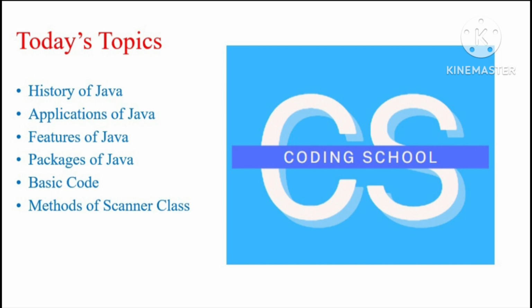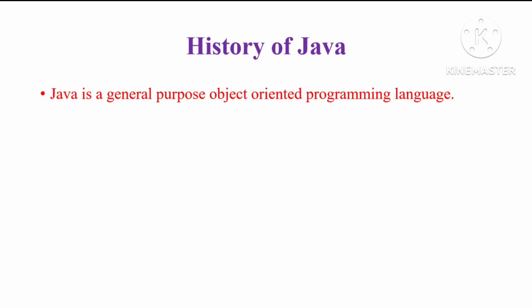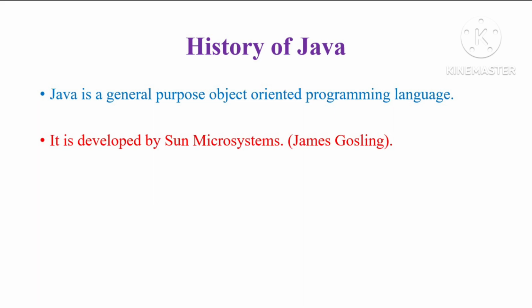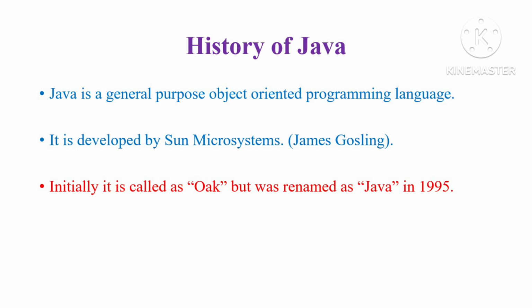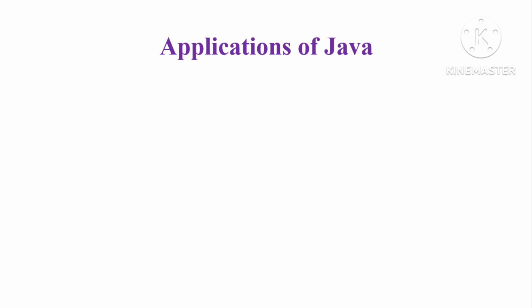Today we are going to learn Java and these are some topics that we will cover in this video. Our first topic is history of Java. Java is a general purpose object oriented programming language developed by James Gosling, who was working at Sun Microsystems. The first name of this programming language was Oak, but it was renamed as Java in 1995. Team members of Java initiated a revolutionary task to develop a language for digital devices such as set-top boxes, television, etc.